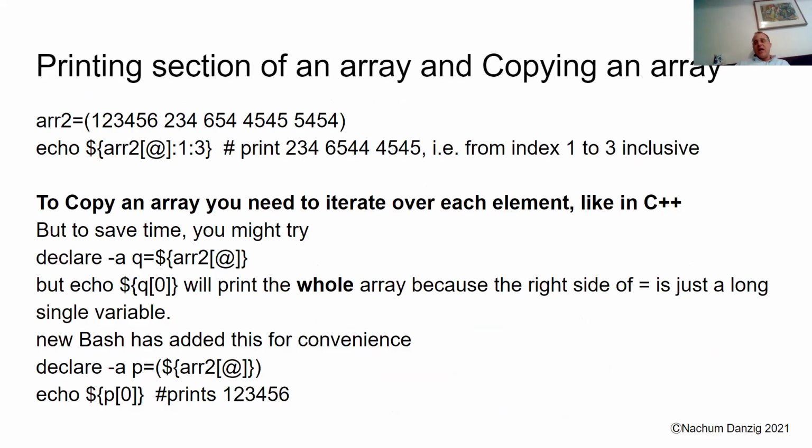Printing section of array and copying an array. So we already actually did that. But here's my big array. And I say print, we just did this, I guess, really. Print starting at 1, 3 long. So starting at 1 is 2, 3, 4, and 3 long, 1, 2, 3. So it'll end at 45, 45, which is what I said.